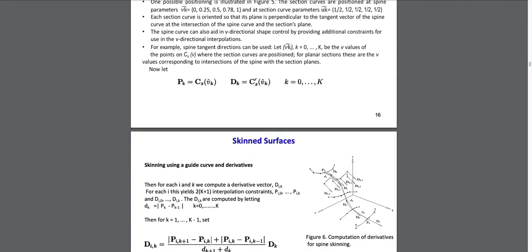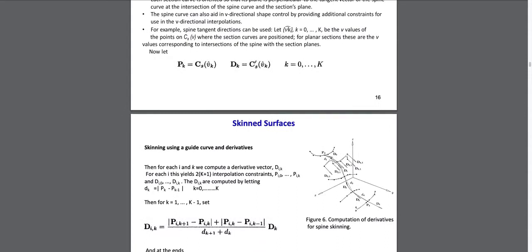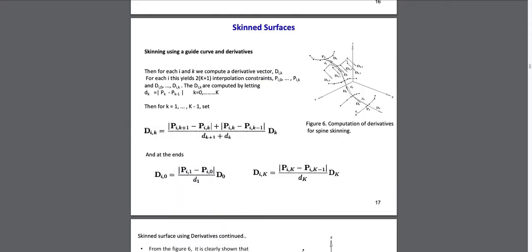So we have the spine curve, and we are taking the derivatives. These derivatives define the direction, because the derivative means it is the tangent. So we get the tangent direction and we use that direction to interpolate the direction along other control points. If you see in figure 6, we have the derivatives d0, d1 calculated at the intersection points.